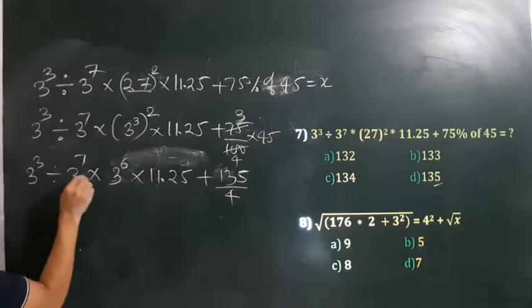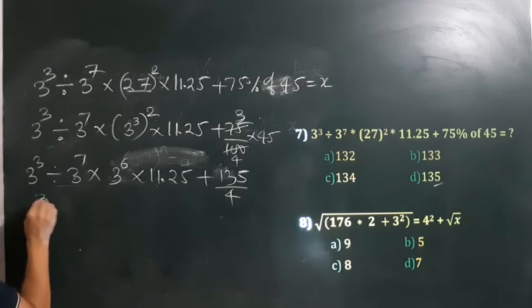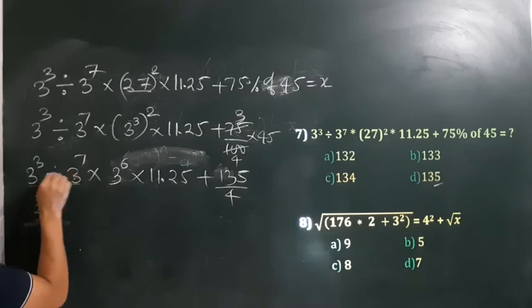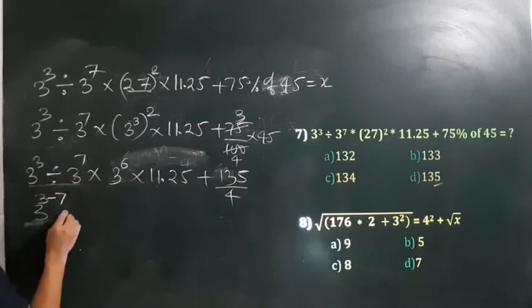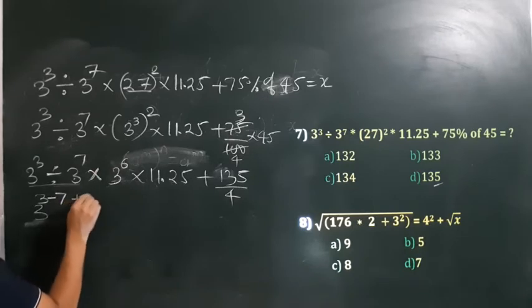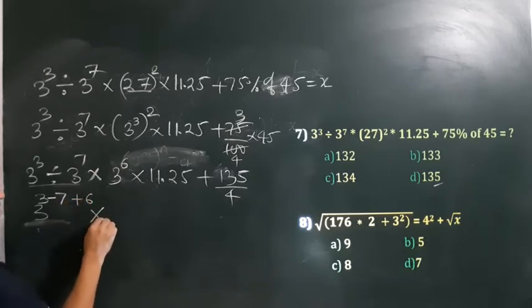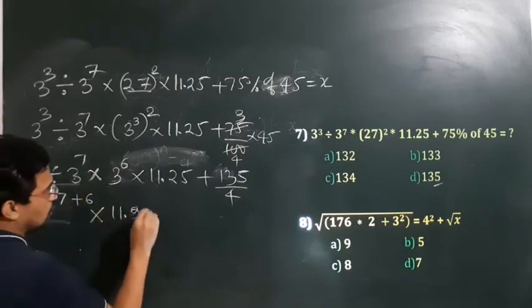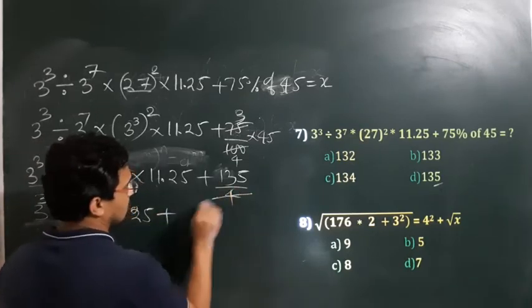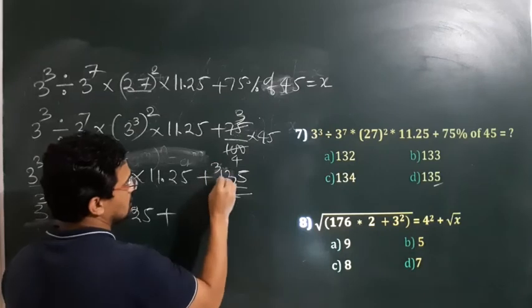So first solve this: 3 raised to 3, whole divided by... This is division, and here it is multiplication. So first 3 raised to 3 minus 7, because it is division, and then the power is plus 6, because it is multiplication. Multiplied by 11.25 plus, so if you solve this you will get 3.